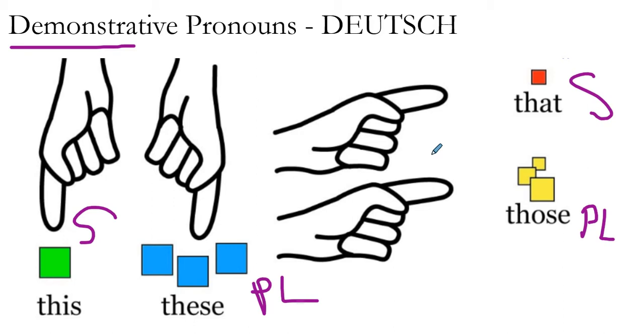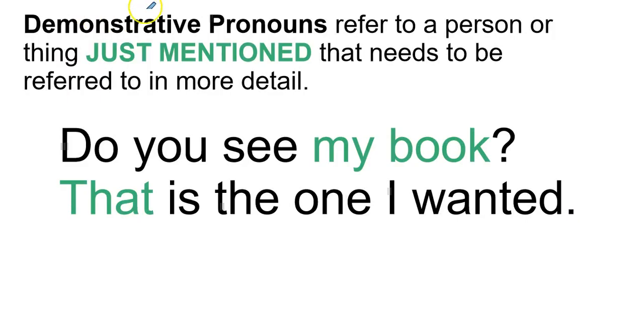English: this, that, these, those, and they can be singular or plural. So you might want to write that down. Something else to notice about demonstrative pronouns, they can only be used if they're referencing something you just mentioned. Otherwise, it doesn't make sense. You don't know what this is or that is. So it's something that's already mentioned, perhaps in a previous sentence, or perhaps something previously told to you.